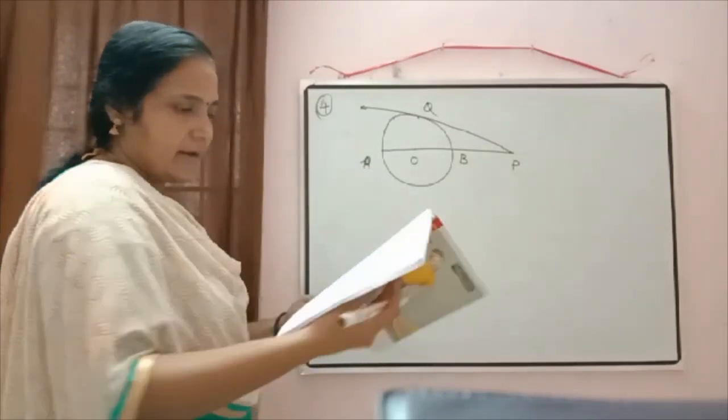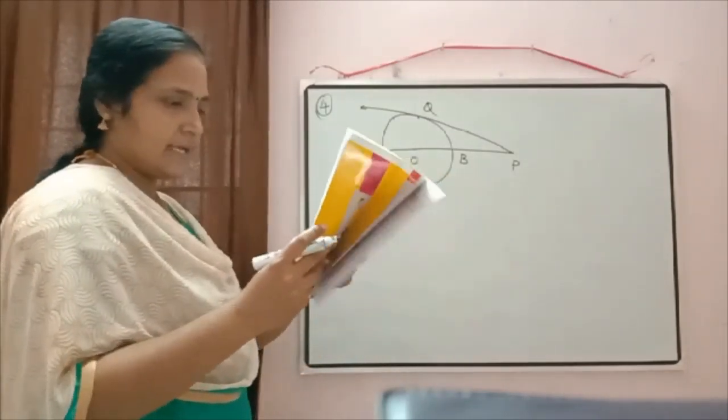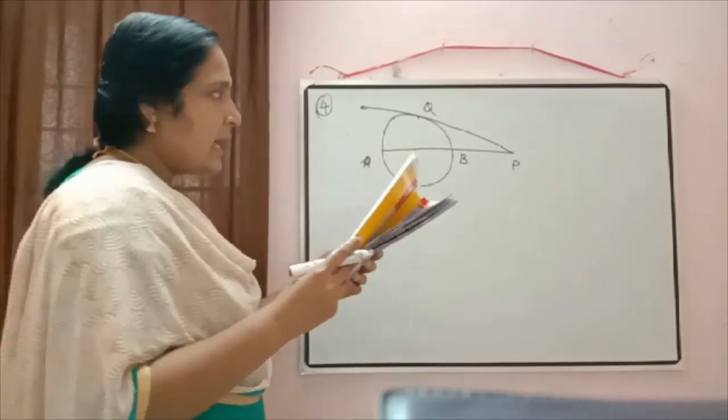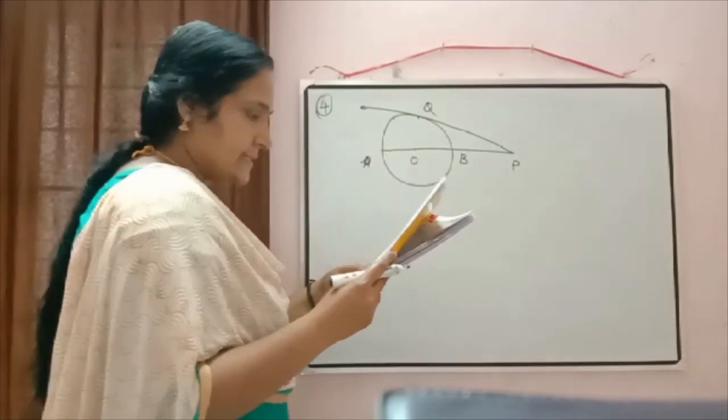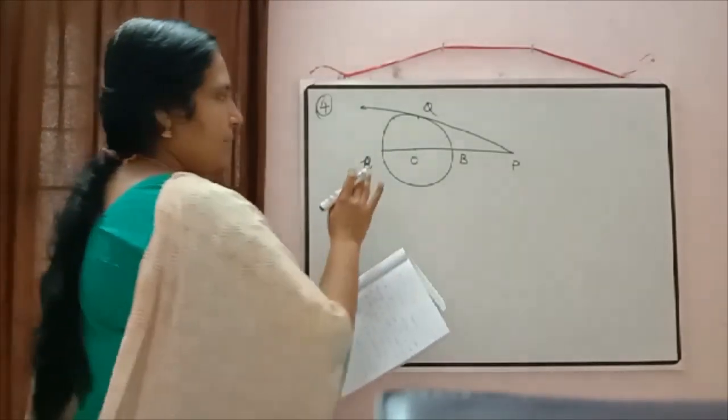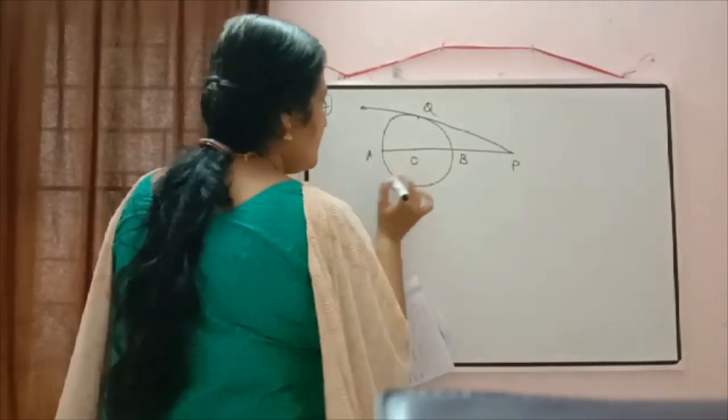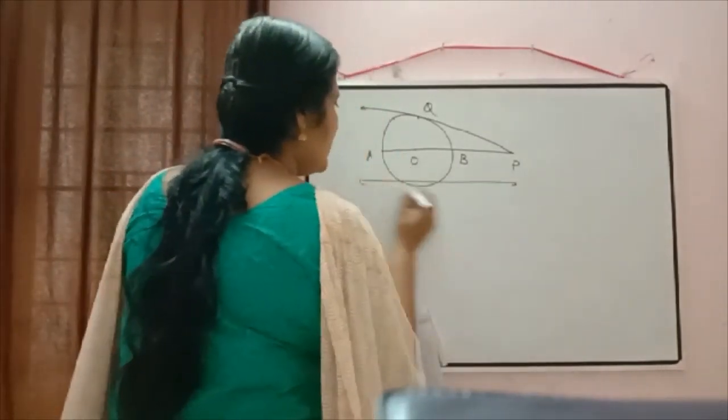Now we'll check the diagram. PQ is a tangent to the circle with the center O. AP is equal to 8 centimeter is given. AP means total. Total AP is equal to how much?